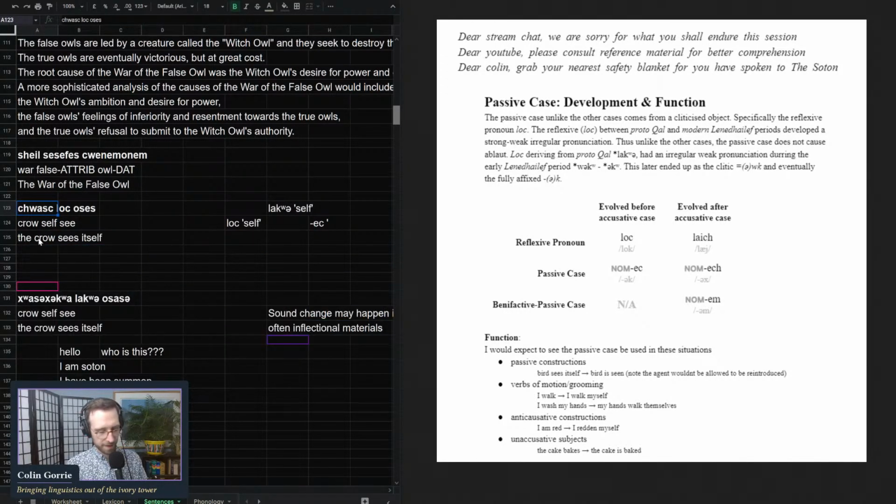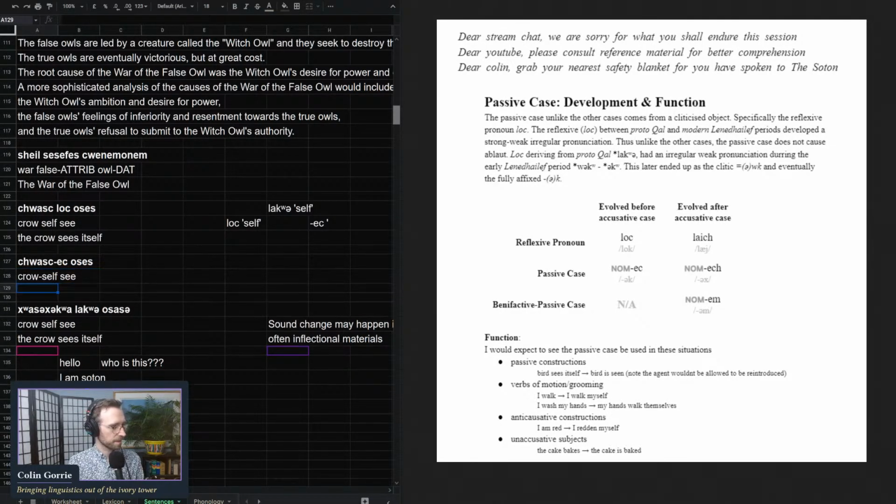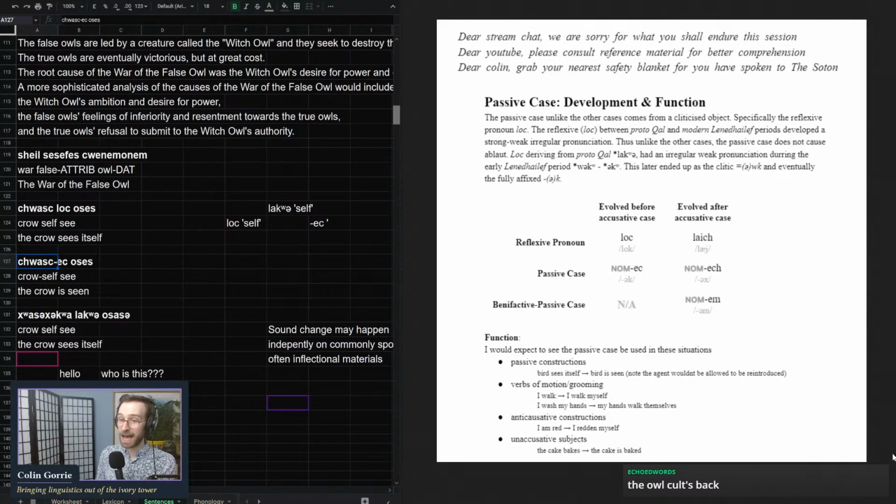We have huaskik osas, which is something like crow self see. And we can translate this not so much as the crow sees itself, but something like the crow is seen. And so what we have is a little bit of inflectional material on the noun that changes the sentence into kind of like a passive form, as often happens with reflexives, right?